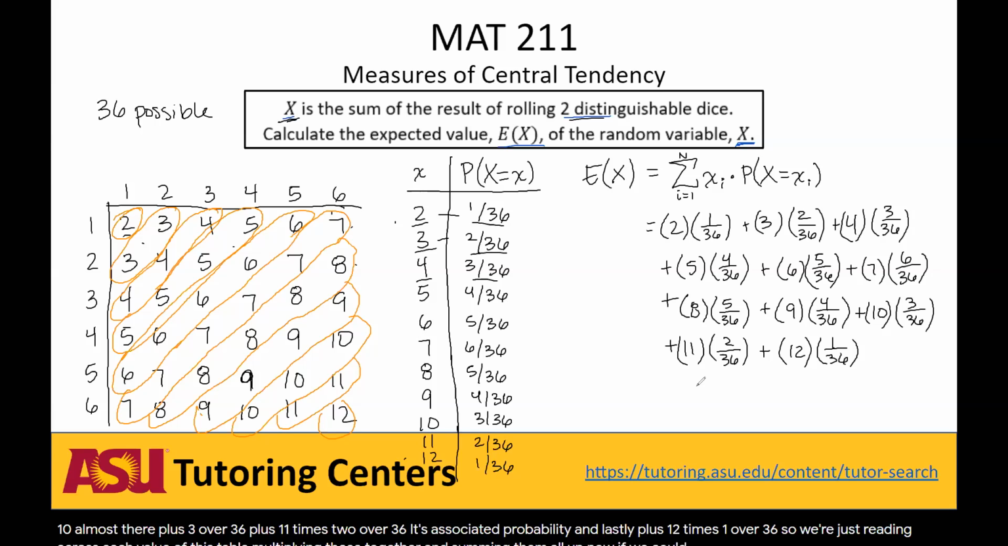Now, we could do some tricks to maybe simplify this equation a little bit, but I just went ahead and plugged it into my calculator. And the value that I got was 7. So 7 is our expected value of big X from this probability distribution.